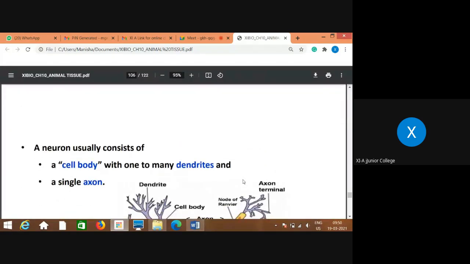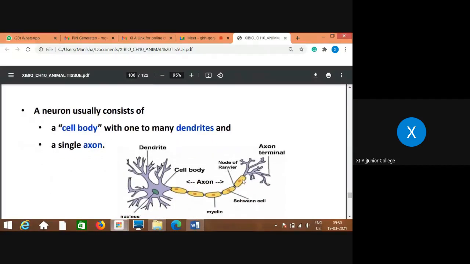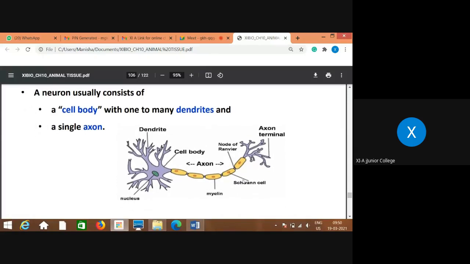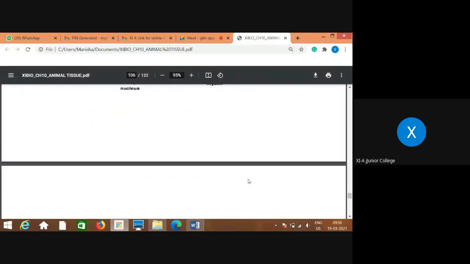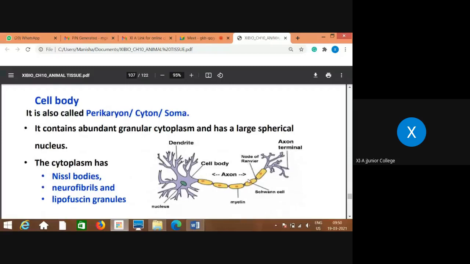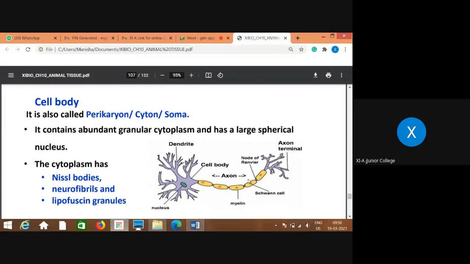So a neuron usually consists of a cell body with one or many dendrites and a single axon, as I told you just now. So it is made up of cyton and axon. Cyton is nothing but the cell body. Cell body is called cyton or perikaryon or soma. Soma means body. Cyton is also the cell body, and perikaryon means what? Peri means which surrounds, peripheral. Karyon is the nucleus. So these are the names of the same thing: the cyton or cell body or soma, and perikaryon. Peri, that is peripheral or which surrounds. Karyon, that is nucleus.